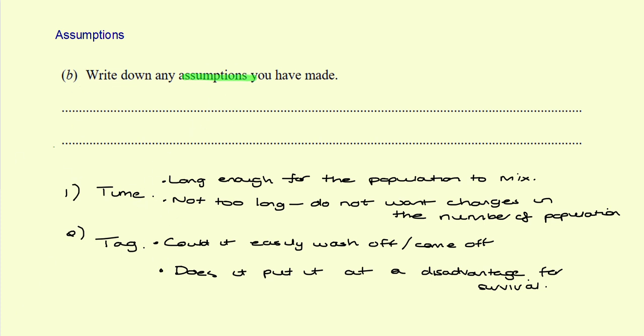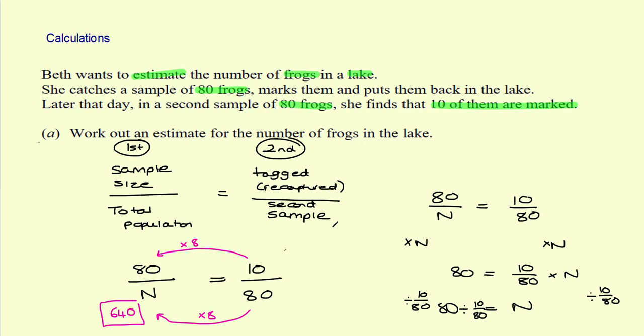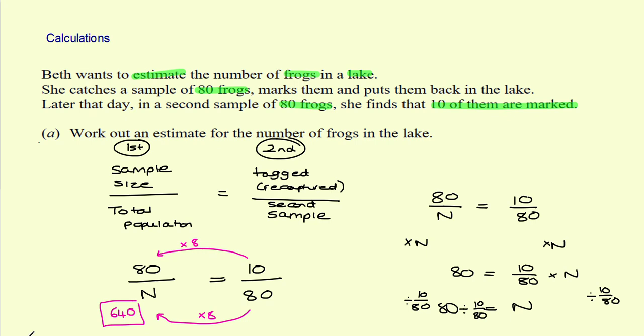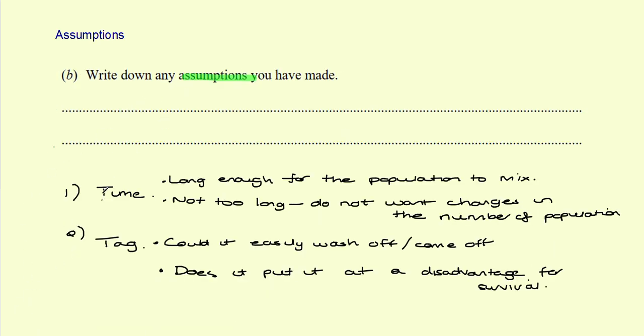So assumptions, we have made an assumption. If we are using this maths, we're making the assumption that the population has mixed, okay, that we've had enough time for the population to mix, and also that the tag doesn't wash off, okay, the mark in this case, that the mark hasn't washed off. Because if the marks have washed off, then in your recapture, how can we be sure that it's 10 of them were originally marked? Maybe it was 12, but 2 marks washed off, okay? So you just need to be careful of those.